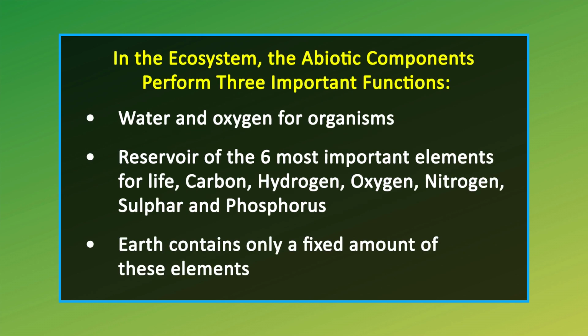The organisms constantly obtain these materials from the environment by eating food or taking them in through the process of photosynthesis. In the ecosystem, the abiotic components perform three important functions. One, water and oxygen for organisms. They act as a reservoir of the six most important elements for life: carbon, hydrogen, oxygen, nitrogen, sulfur and phosphorus. The earth contains only a fixed amount of these elements.